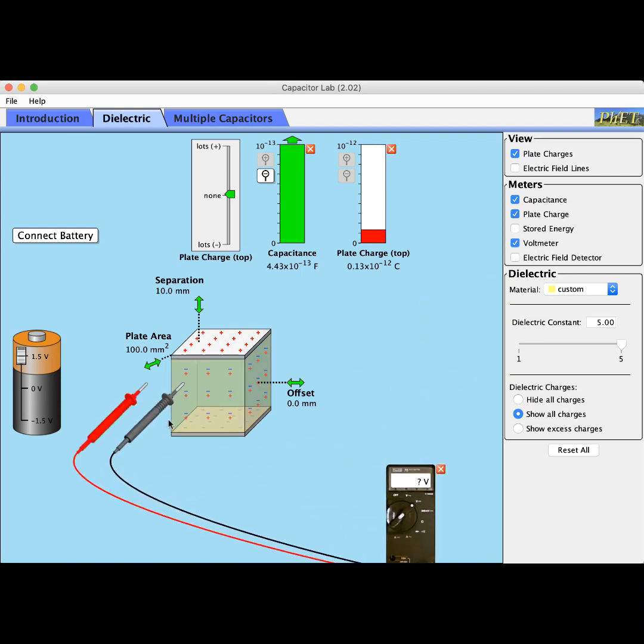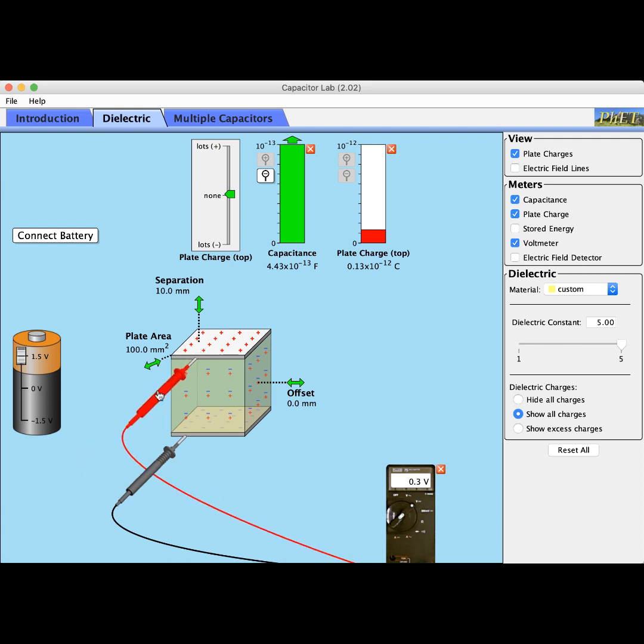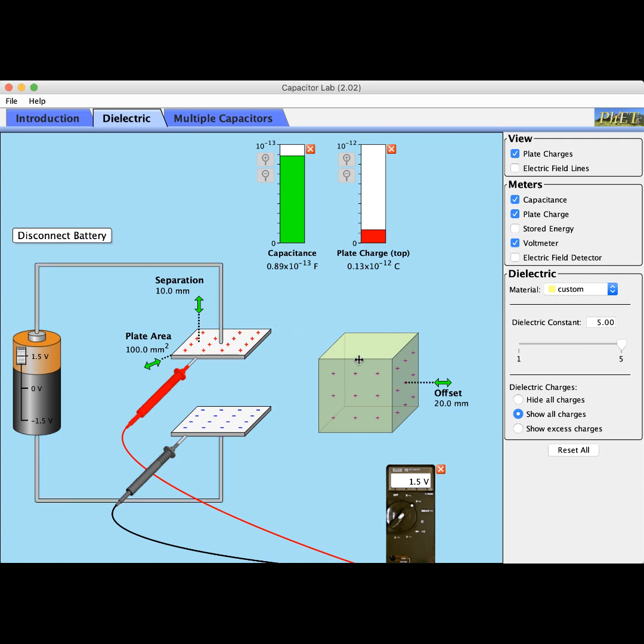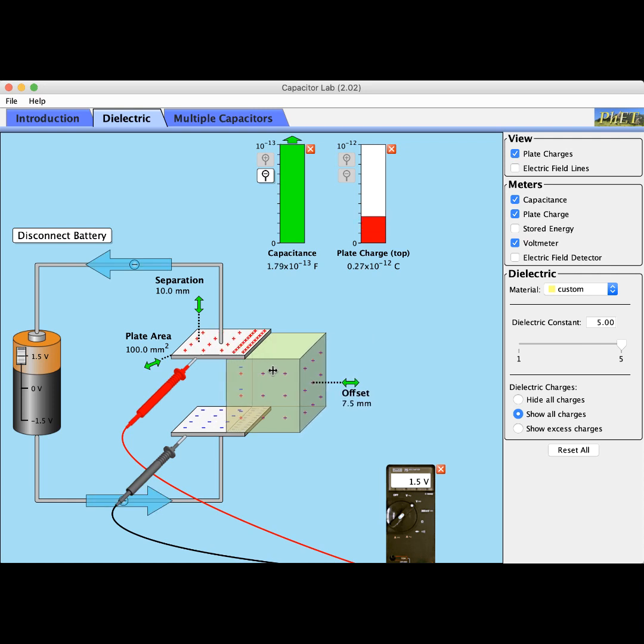So let me put this here and measure the voltage from here to here again. It's 0.3. When it was out, it was 1.5. I put this in here, and the voltage went down to 0.3. And you notice here it's showing a little charge distribution in there that's canceling out some of the electric field. And if I left it connected to the battery, when I place this in, the voltage stays the same, but the amount of charge increases. Okay, so you get the opposite effect.